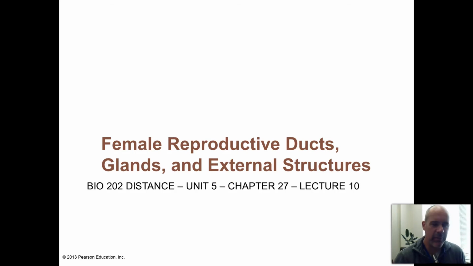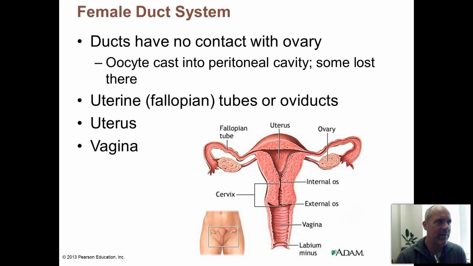Okay, let's continue on with the female reproductive structures. All right, so in the males, we talked about how there were reproductive ducts, and those included the ductus deferens, the ejaculatory duct, and the urethra. And so in the females, we have a system of ducts as well.